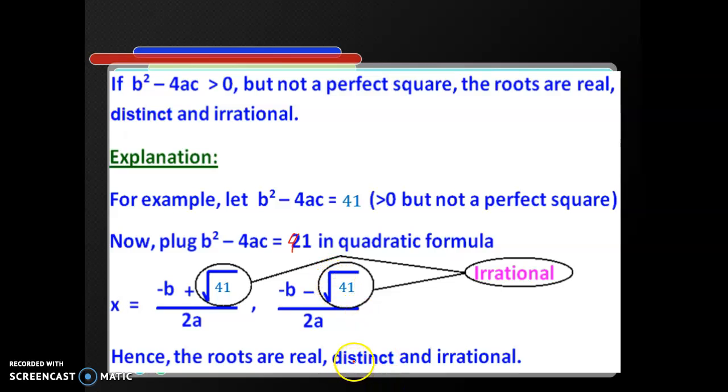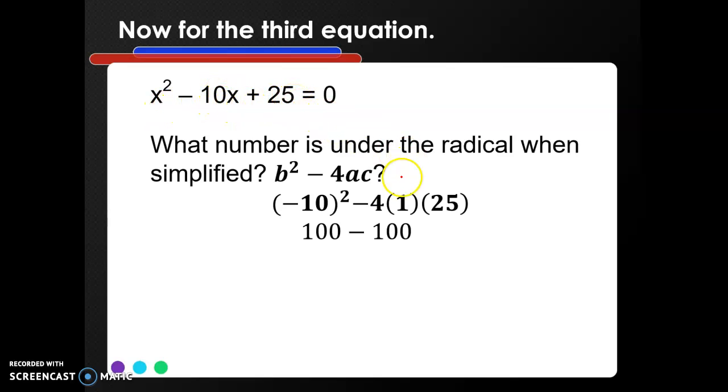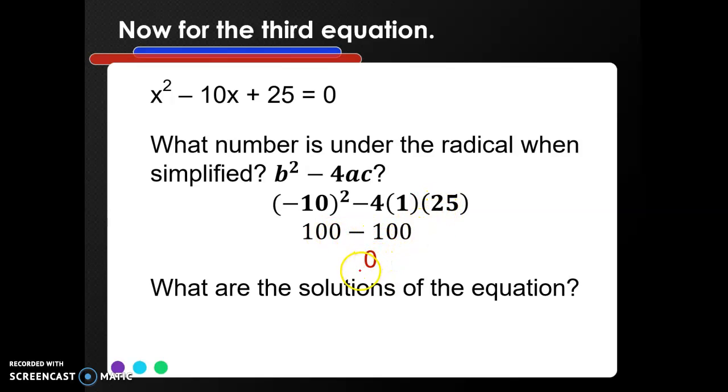So next, let's proceed to the next case. We have x squared minus 10x plus 25 equal to 0. If we calculate the discriminant, our a is 1, b is -10, and c is 25. So -10 squared is, of course, 100. Minus 4 times 1 times 25, that's basically 100. If you subtract them, you'll get 0. And the solutions are 5, 5.